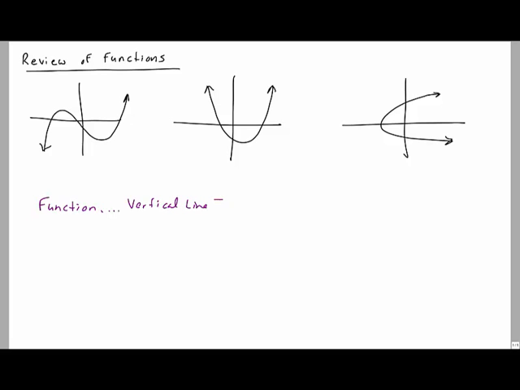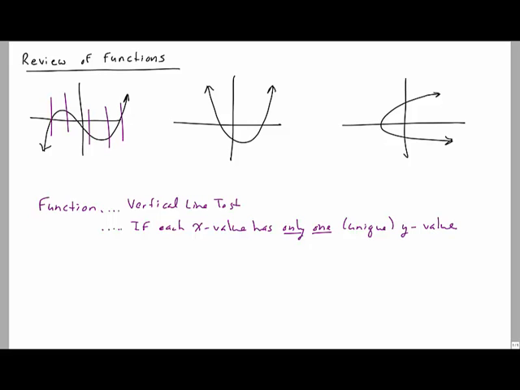And basically what the vertical line test is checking to see is if each x value has a unique y value. And when we say unique, we mean only one unique y value. So as I run my vertical line test over the top of these, we can see for this value of x, there's only one y. For this value of x, there's only one y. And it only passes through one point on the graph. So yes, this is a function.